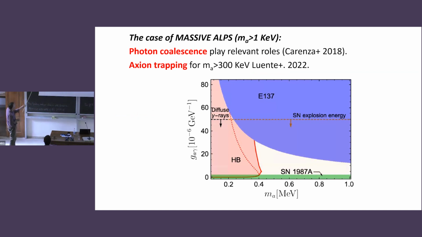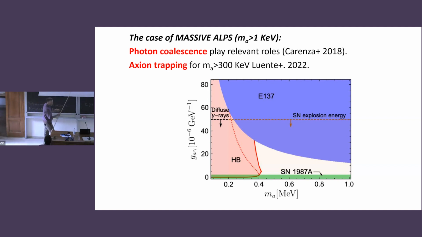If I increase the mass, I have to consider additional processes like photon coalescence, and also the possibility that the mean free path is smaller than the stellar radius. And in that case, we have energy transport induced by these axion or axion-like particles. And so we have repeated this by changing the mass. In this paper by Carenza et al., 2018, we have included the photon coalescence, and more recently, we have developed an algorithm to treat the axion trapping inside stars. It's a sort of ballistic algorithm, and we get this red line here that was published in 2022 by Lucente et al.